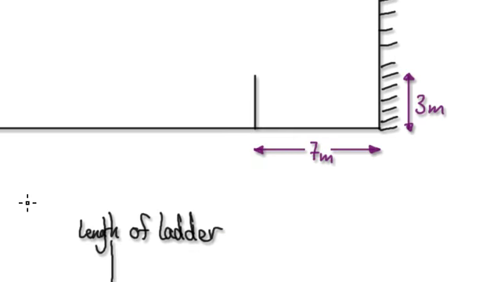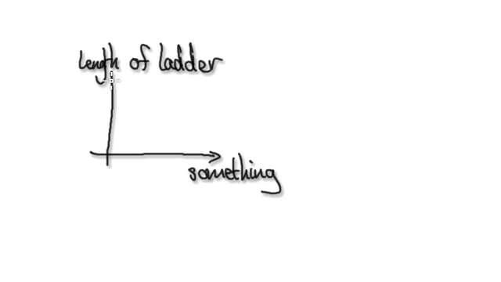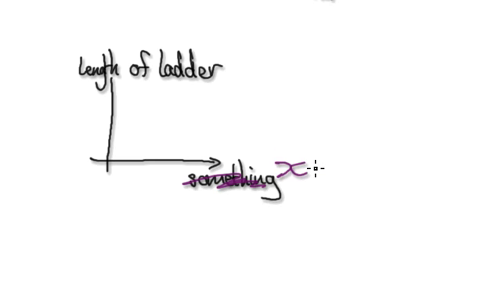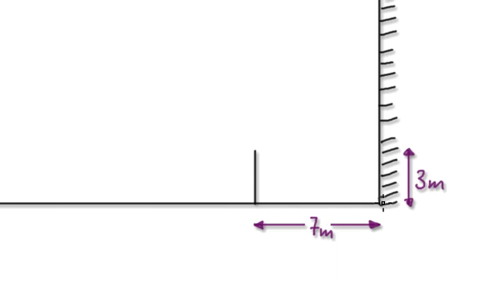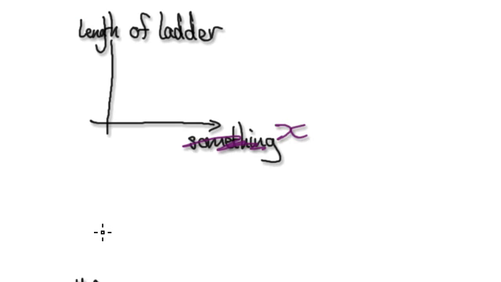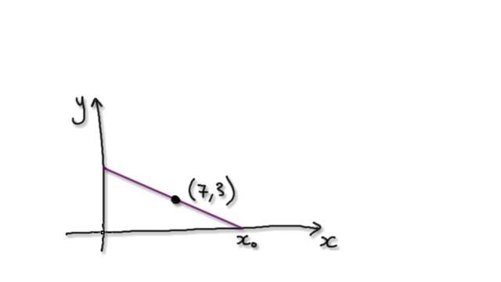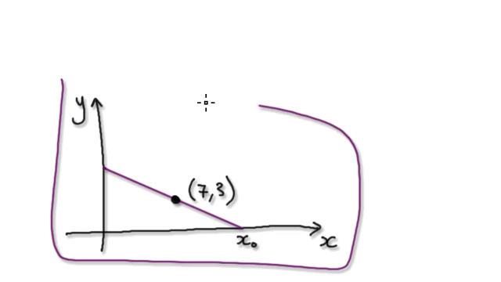Okay, so to do this, you ultimately want a graph of the length of the ladder versus something. But there are lots of ways of doing this. For me, I'm going to use X, where X represents the distance from here to here. So now, translate the problem into this. I'm just going to flip it so that this is 0, 0 here, and this here is 7, and the height of the mini wall is 3, and so on.